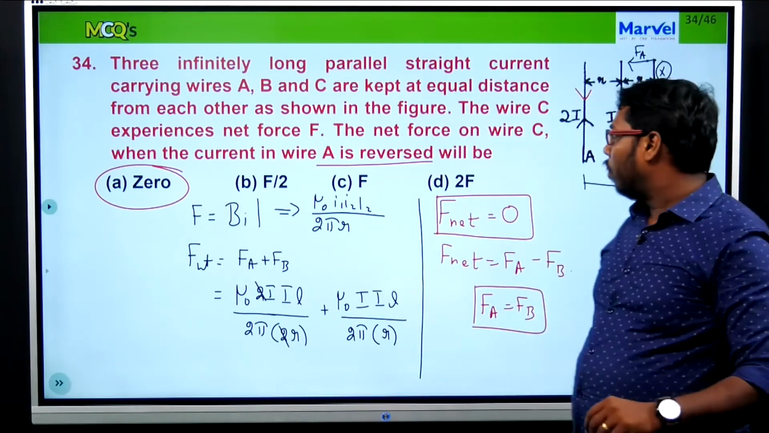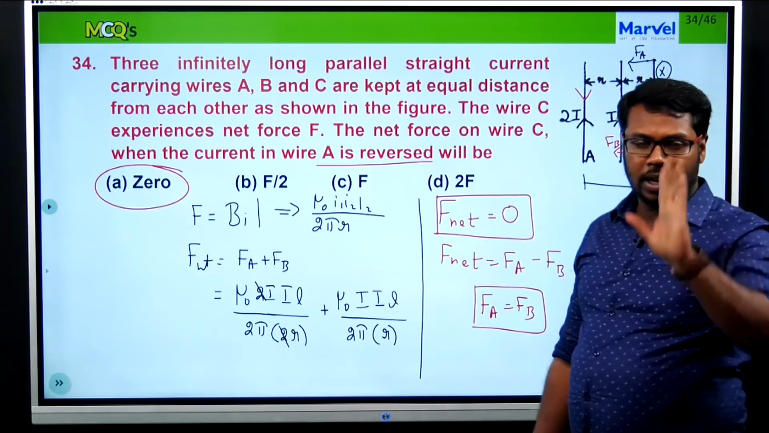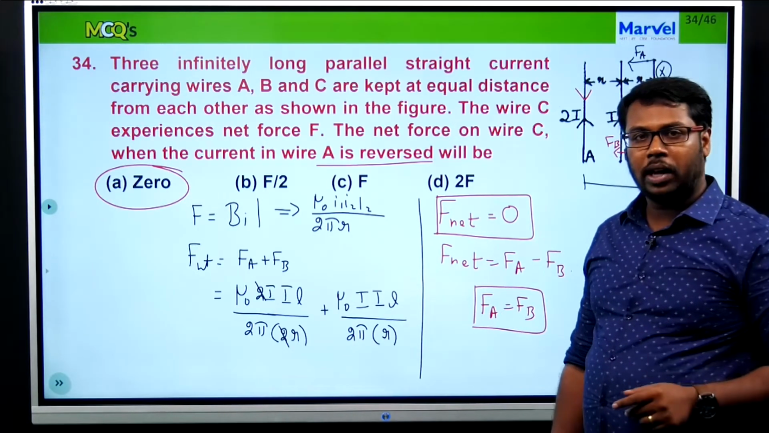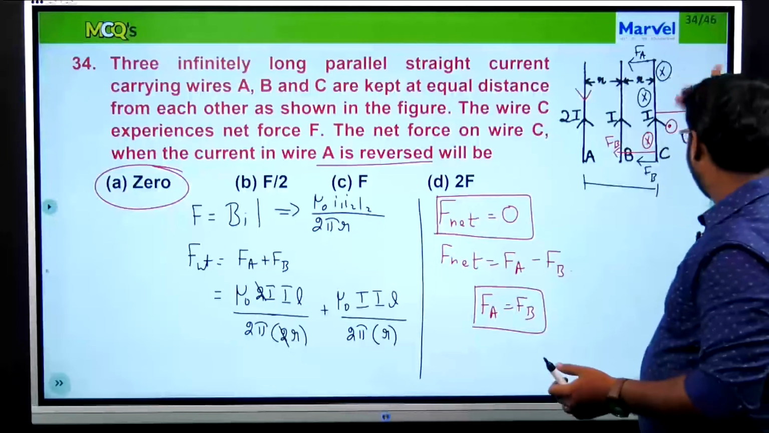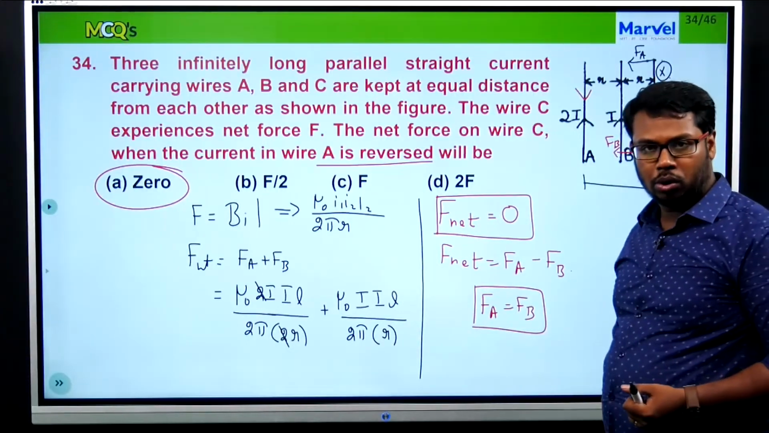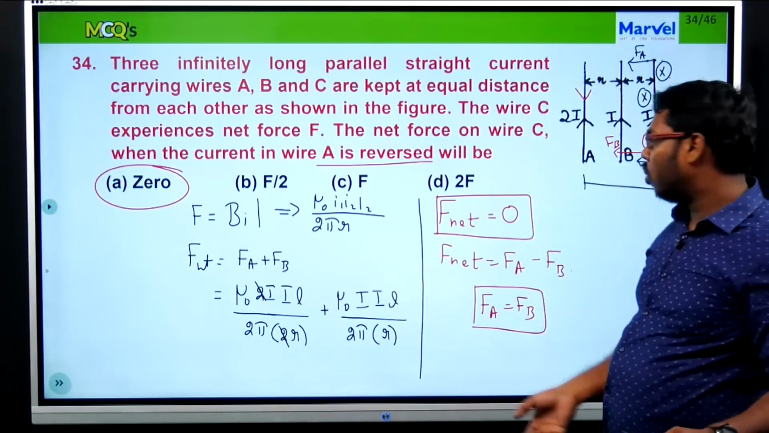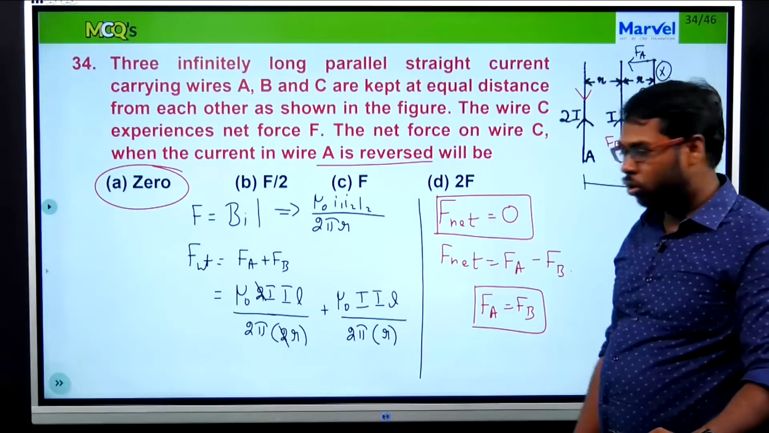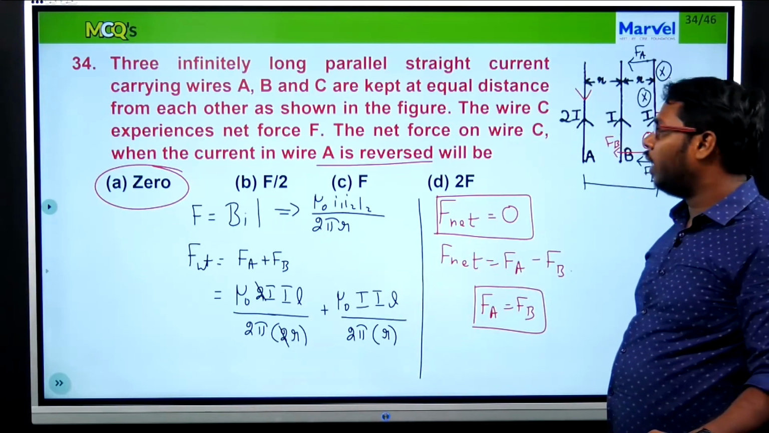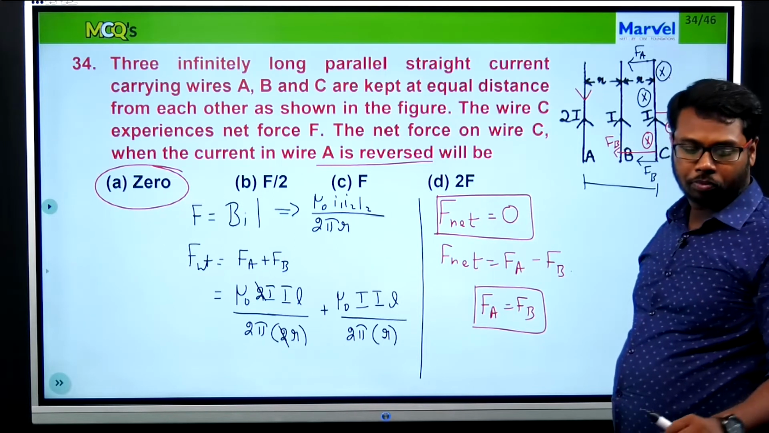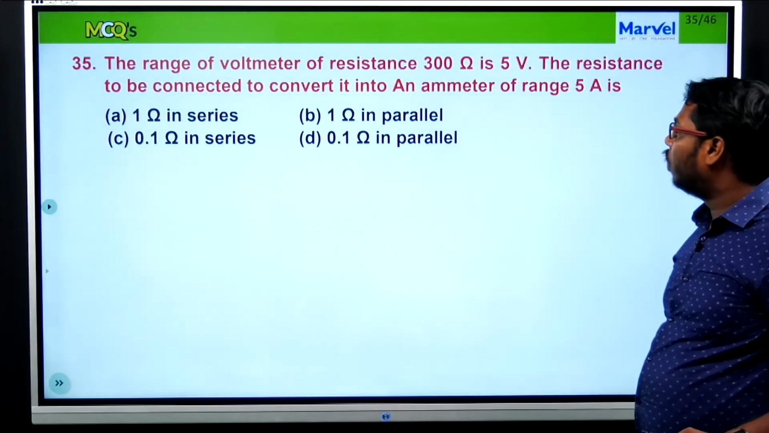See, here all you have to know is to find the direction of the force. How to find the direction of the force? First, find the direction of the magnetic field that is induced on that, and use your right hand rule to find the direction of the force. By doing that, you will directly end up with the answer. Okay, now we move to the next question.